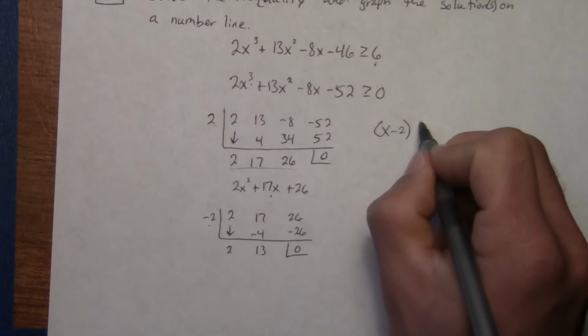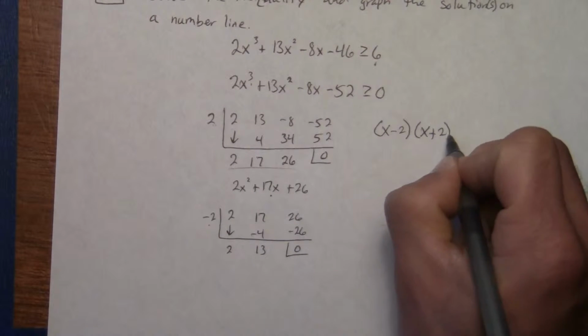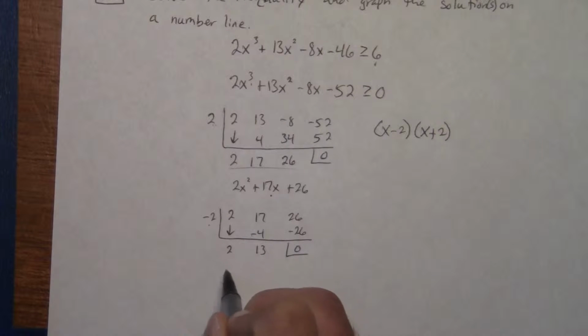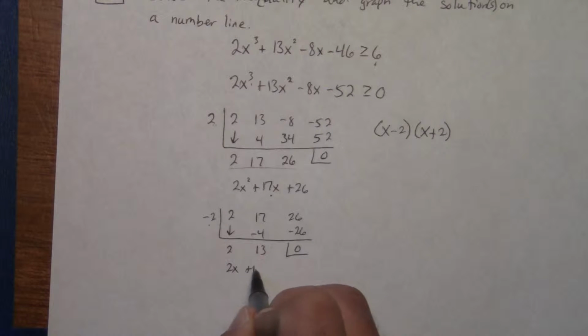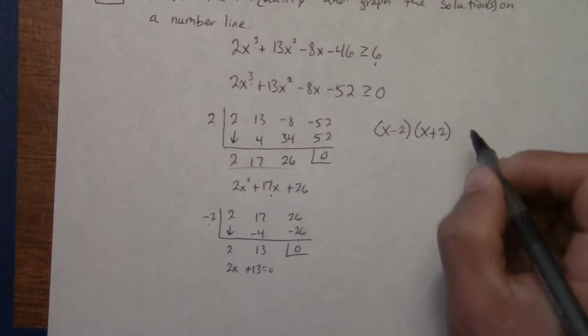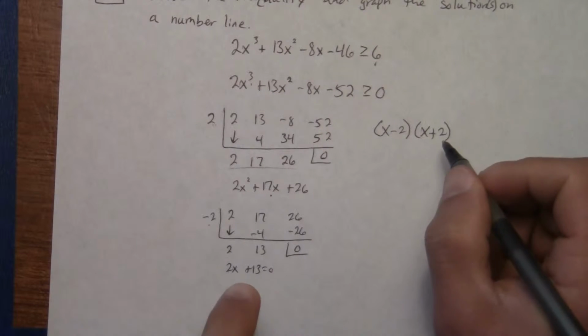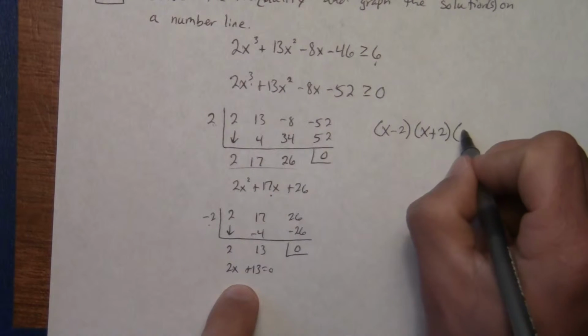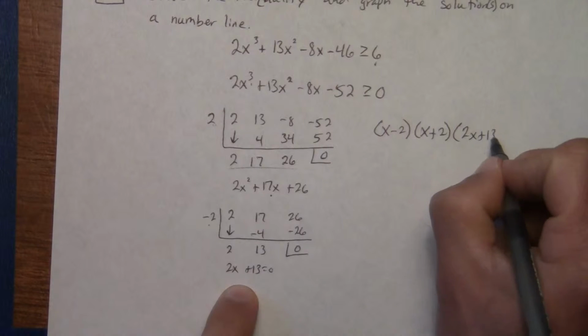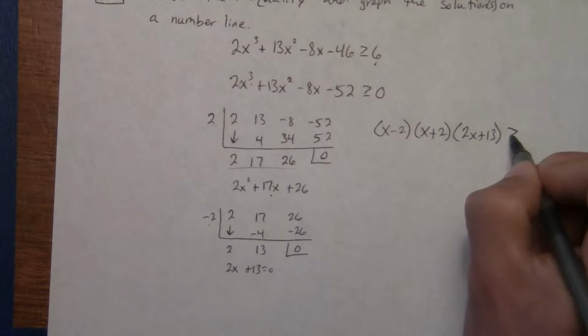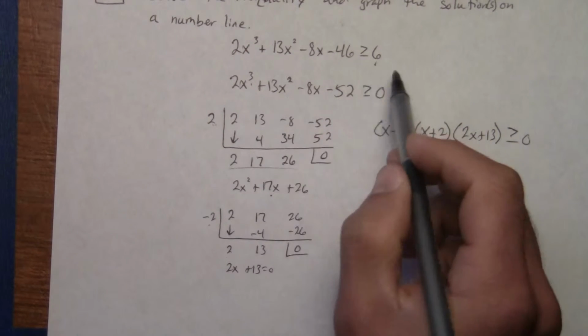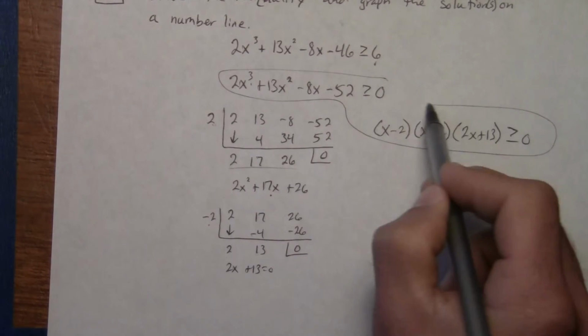Alright, so it looks like it does work. So x plus 2 is another factor, and now this is linear. This is actually 2x plus 13. If I set that equal to 0, I get negative 13 halves, or that actually is the factor I want. It's 2x plus 13. And I'm saying that that is greater than or equal to 0. So these two are the same thing.